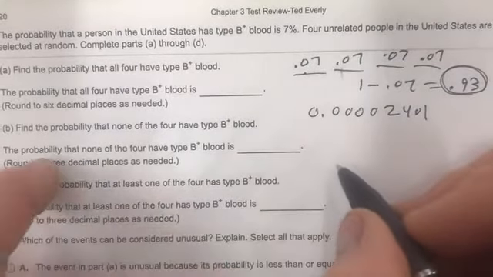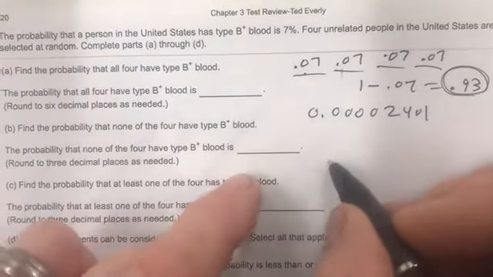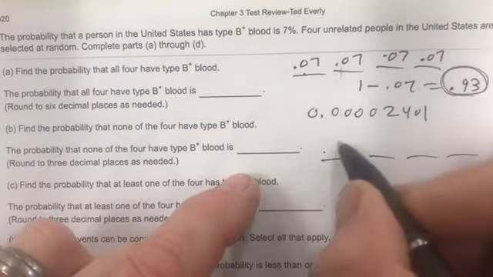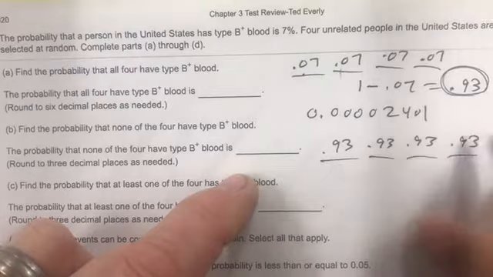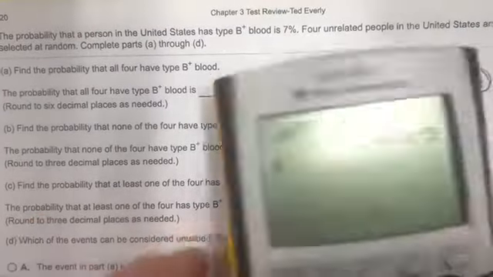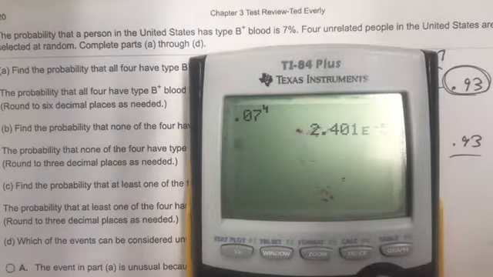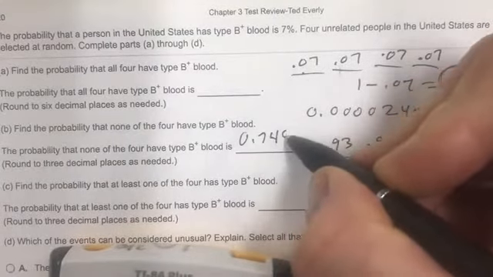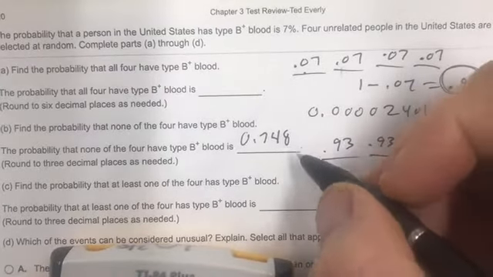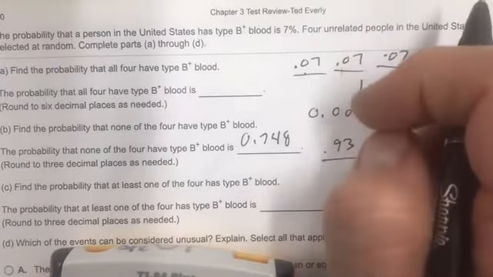So find the probability that none of the 4 have type B blood. So I'm going to do 1, 2, 3, 4. I'm going to put 0.93. All right. So I'm going to do 0.93 to the 4th power, which is 0.748. Okay. Looking at my answers on here, that's right.